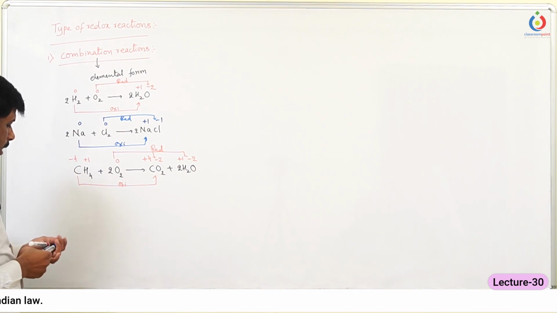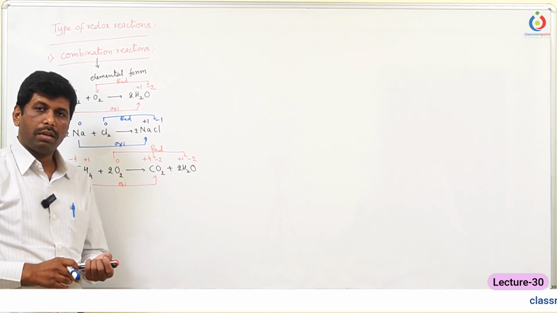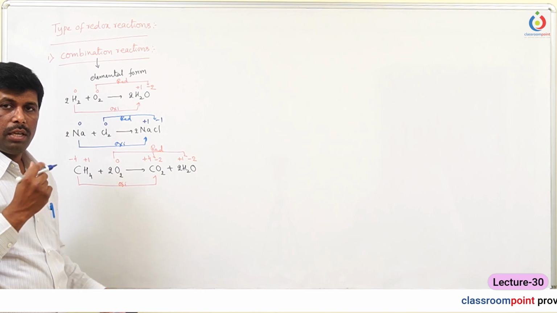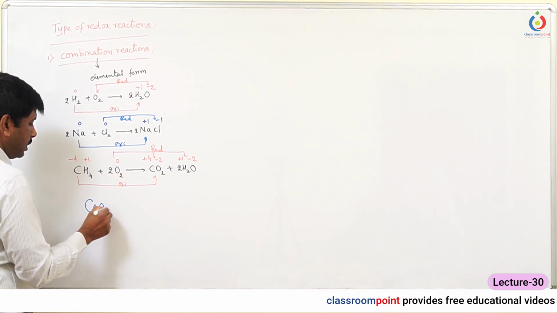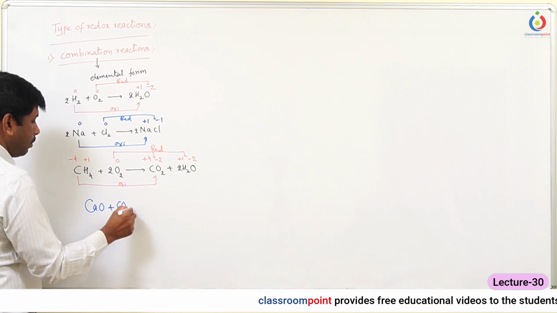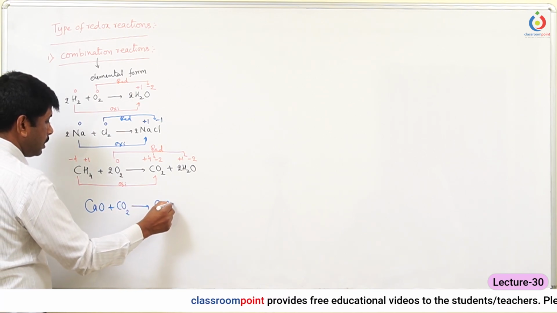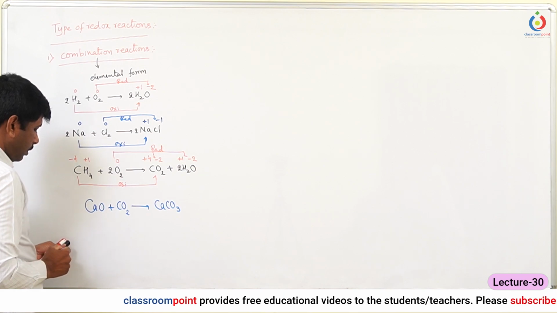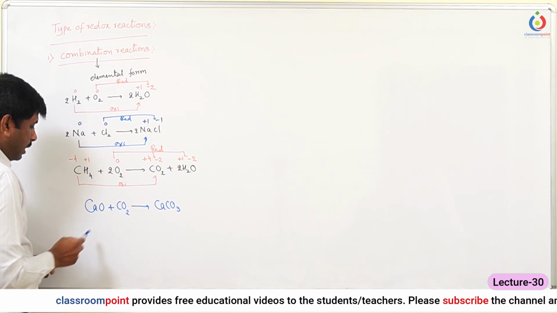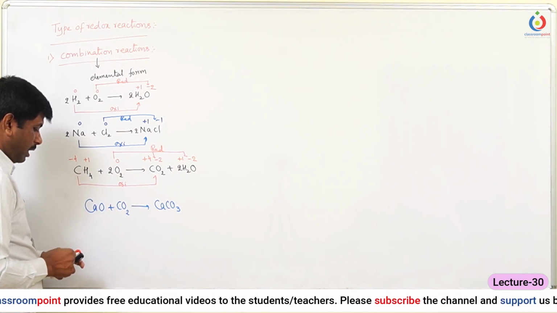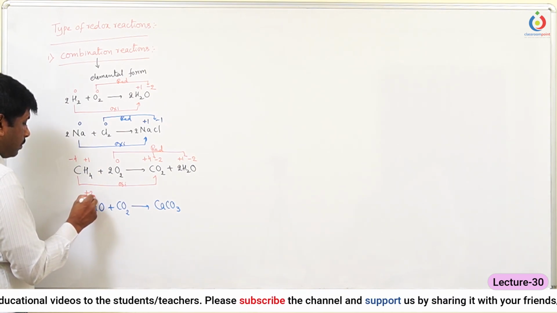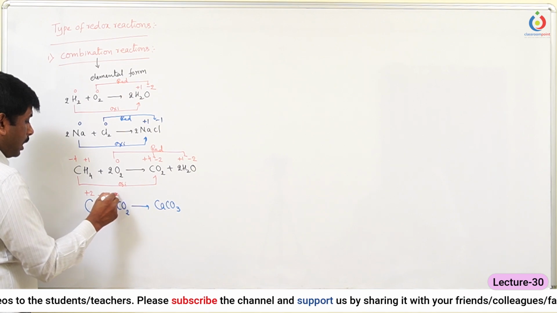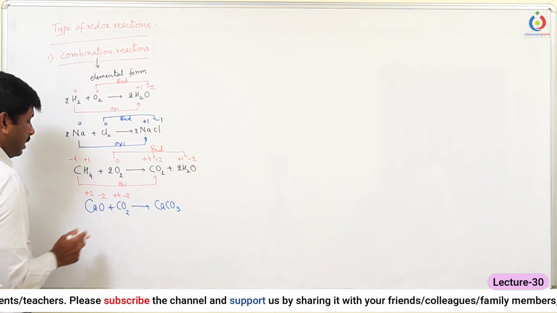Let us see now what happens if both reactants are compounds and neither is in the elemental form. For example, CaO plus CO2 gives CaCO3. Here no reactant is in the elemental form, both reactants are in the compound form. Calcium oxidation state +2, oxygen -2, carbon +4, oxygen -2.